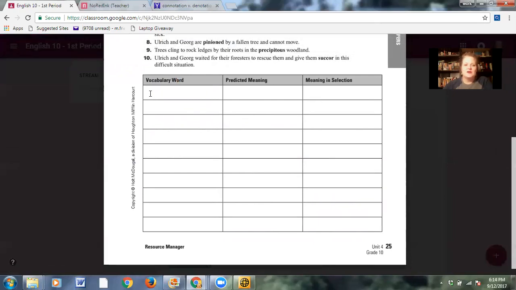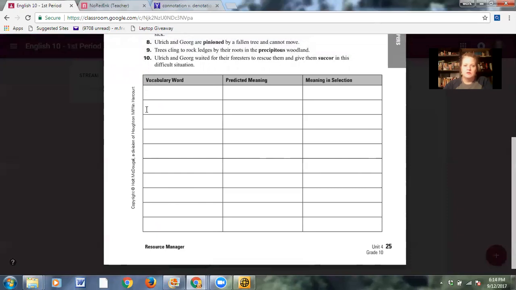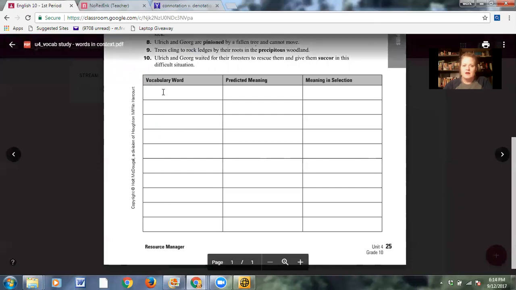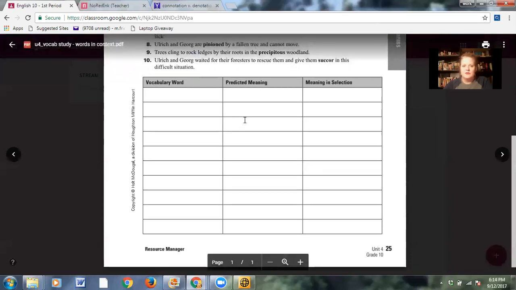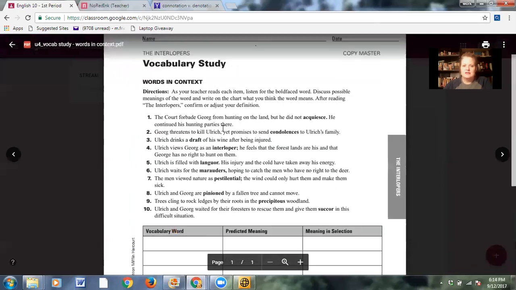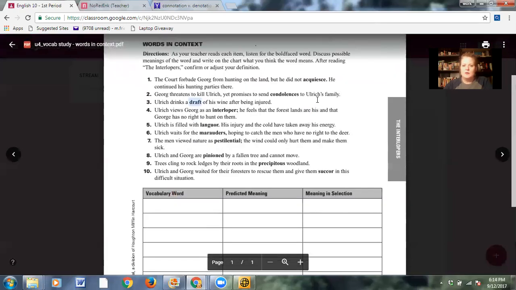All right, so down the left-hand side of the page, you are going to number each box, 1, 2, 3, 4, and so forth. You've got 10 rows. You've got 10 sentences, and you have 10 bold words. I'm going to write the word acquiesce right here in this box.